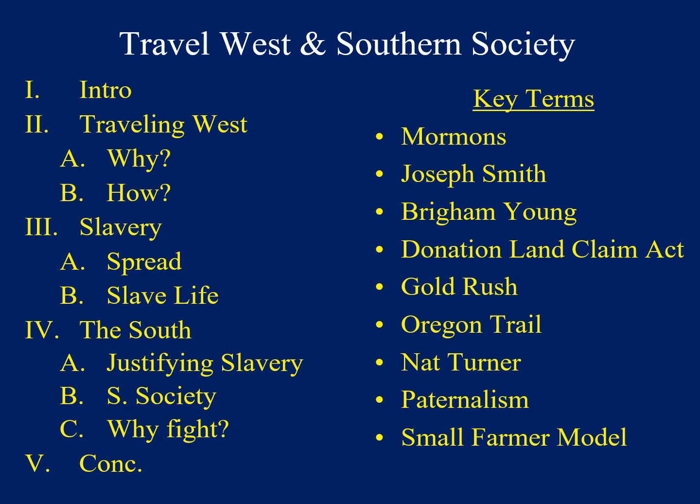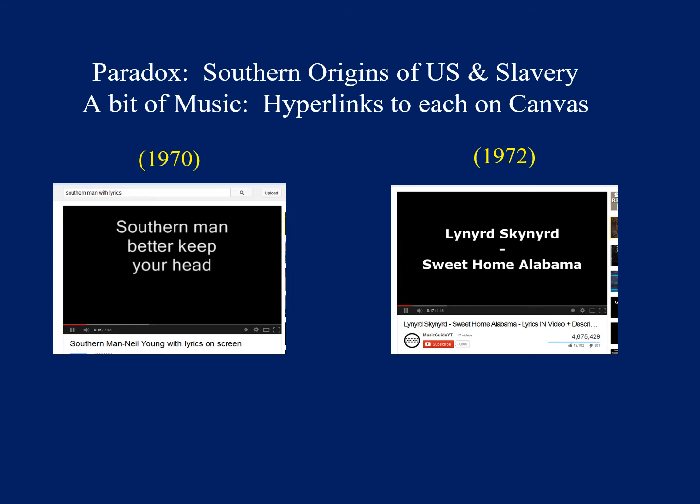Next, I'd like to talk about slavery in the American South. Before exploring some of the information about the American South, I did want to just encourage people to try to look at some of the hyperlinks on Canvas, because one of the things that we have is this paradox in American history. We've got this southern origins of the United States. Many early presidents were Southerners and they were slaveholders, yet some people have called slavery America's original sin.